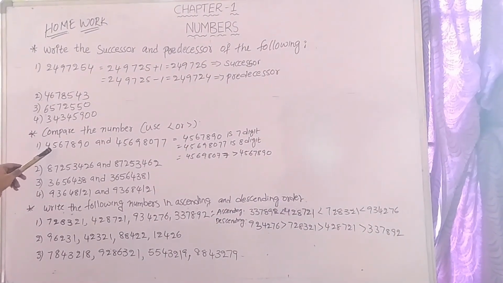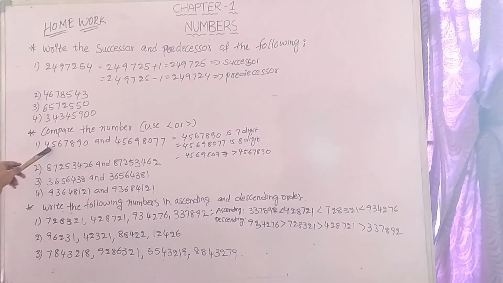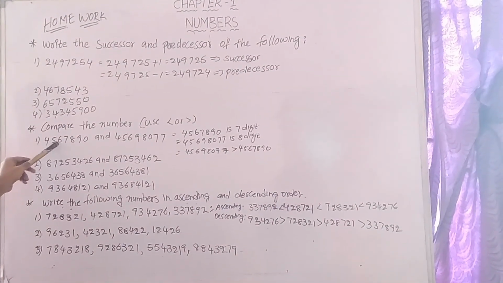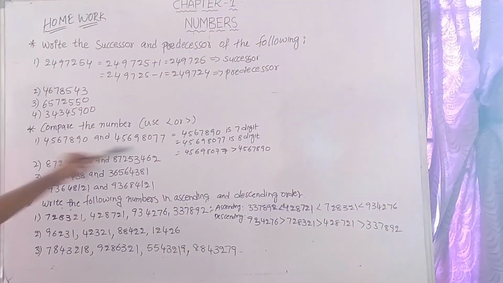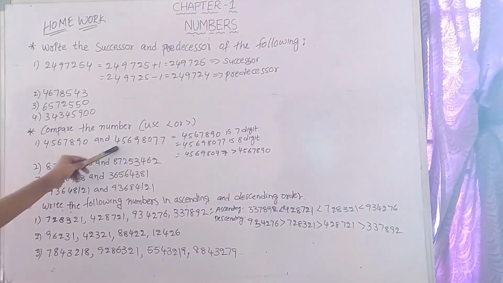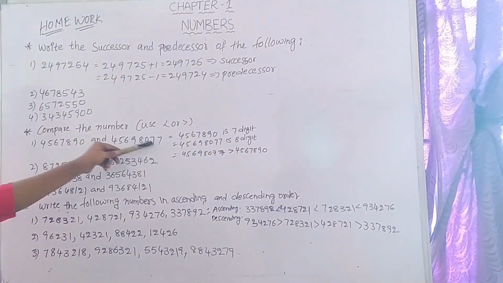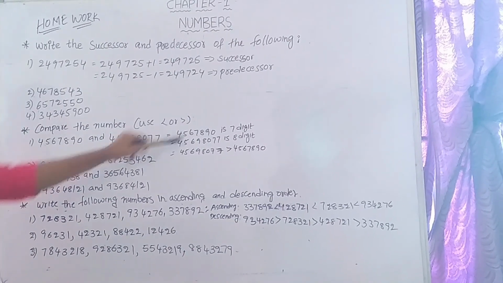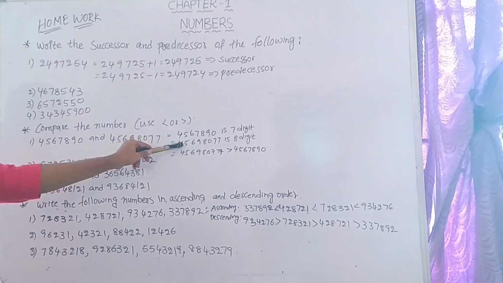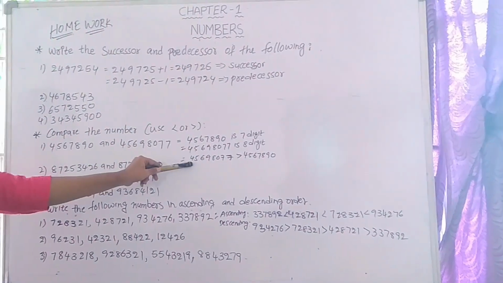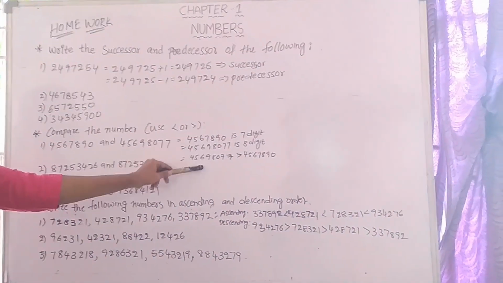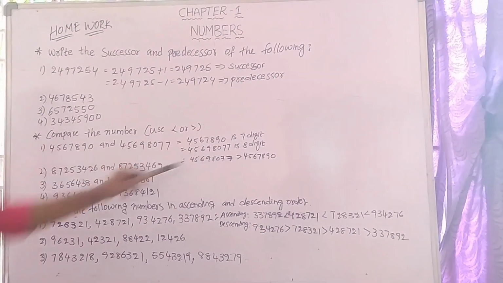First find out the digits by counting digits. How many digits? Here 1, 2, 3, 4, 5, 6, 7. So this number is 7 digits. 1, 2, 3, 4, 5, 6, 7, 8. This is 8 digits. 7 digit, 8 digit. Which is the biggest? 8 is the biggest. So write the 8 digit number and the 7 digit number.